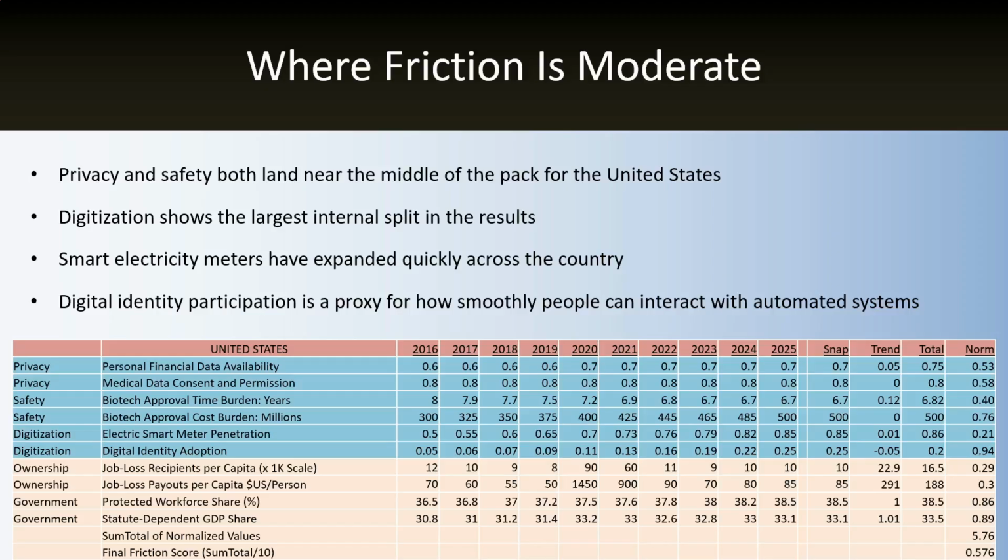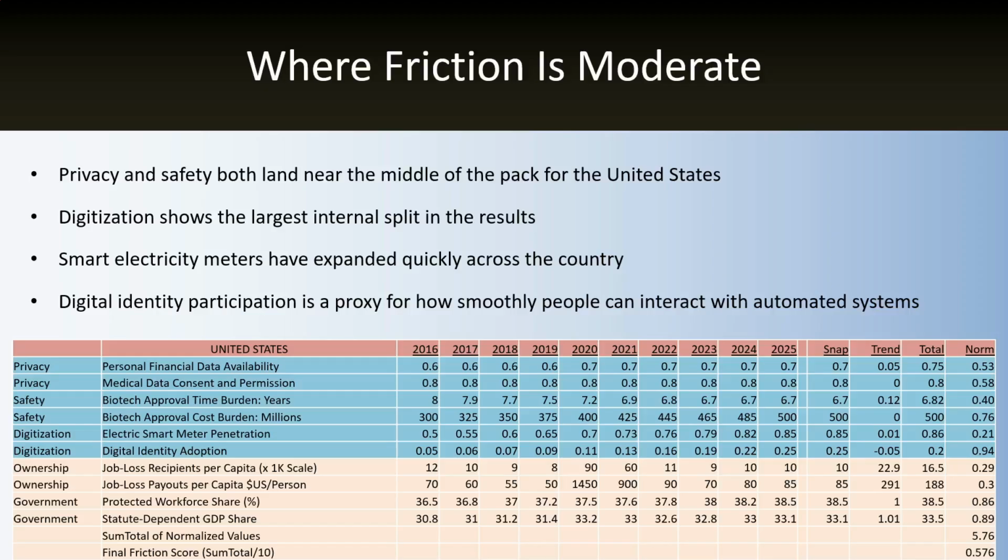In the United States, digitization shows the largest internal split in the results. Smart electricity meters have expanded quickly across the country because they follow clear economic incentives and relatively simple regulatory pathways. Once local regulators approve modernization programs, the technology can scale rapidly across the grid.